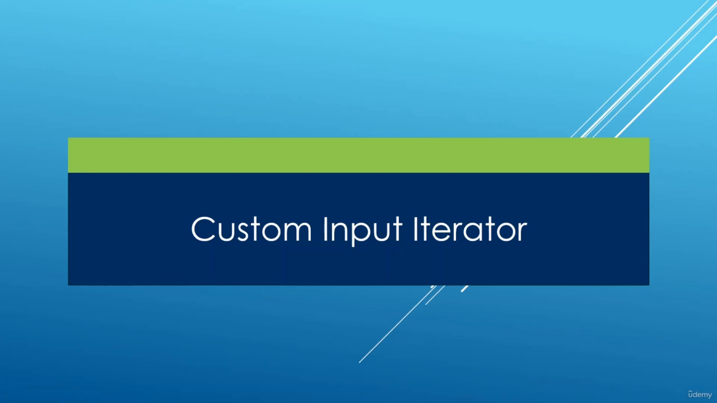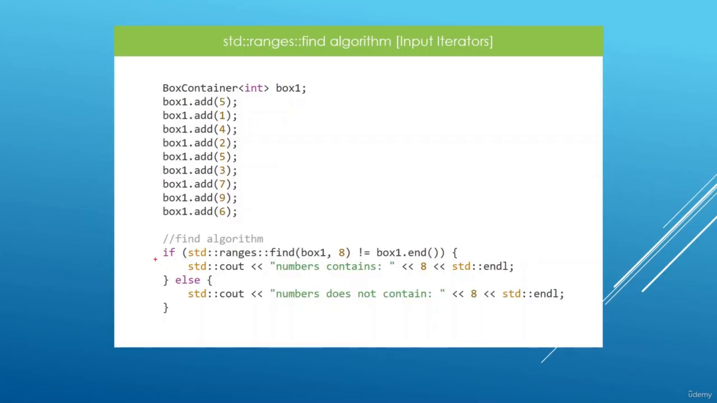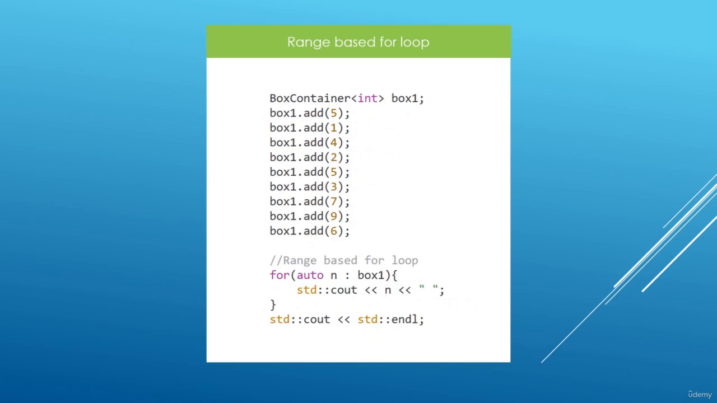In this lecture, we're going to modify our box container and make it support input iterators. And at the end, the goal is to make it work with a few of the built-in algorithms we have in the STL. We want it to work with the find algorithm, and we want it to work with range-based for loops. This is the goal in this lecture here.